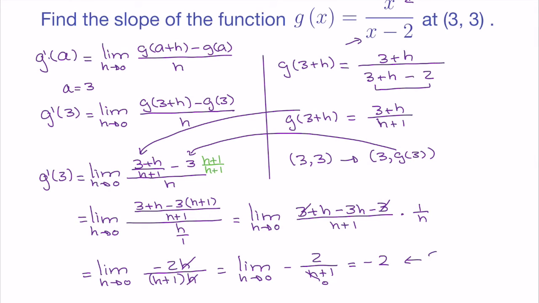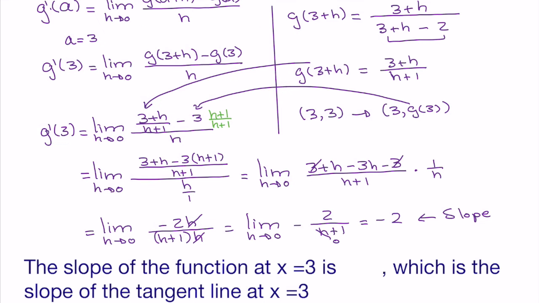So this is the slope of the tangent line. Now we can state our answer properly and say the slope of the function at x equals 3 is negative 2. So this gives us the slope of the tangent line at x equals 3.